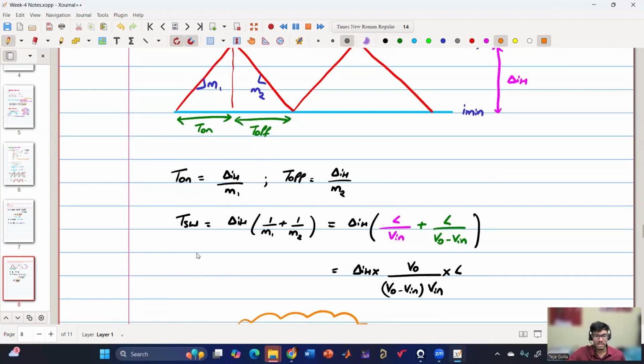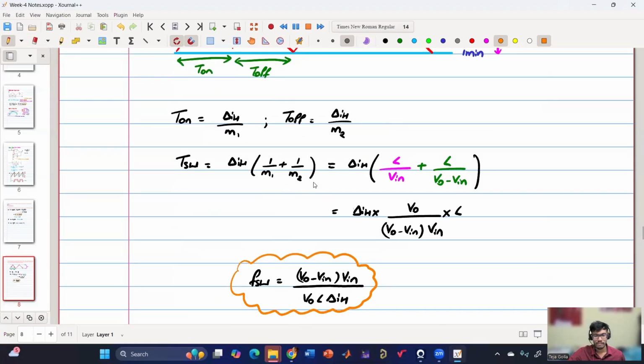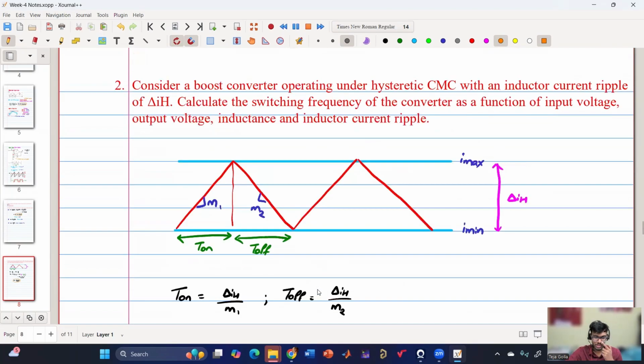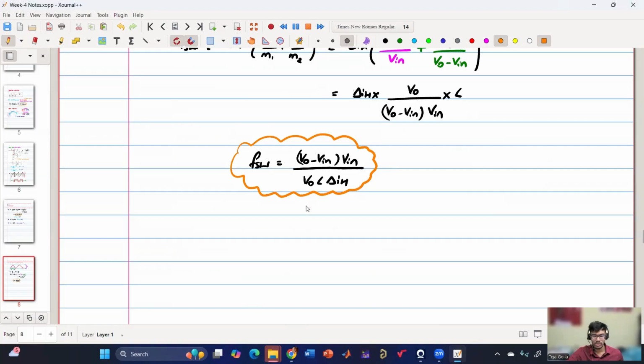The expression remains the same for all the converters, because it is dependent on delta H, M1 and M2, which are generic. Now, depending upon the converter, M1 and M2 values will change, and so our switching frequency will change. If they're asking in terms of duty ratio, then you have to substitute the duty ratio of that particular converter in this, and then accordingly you can calculate.